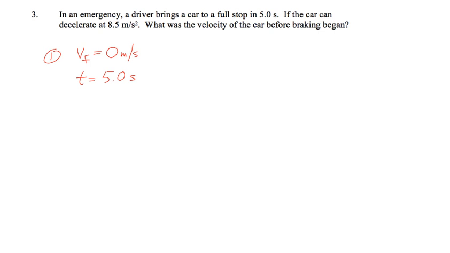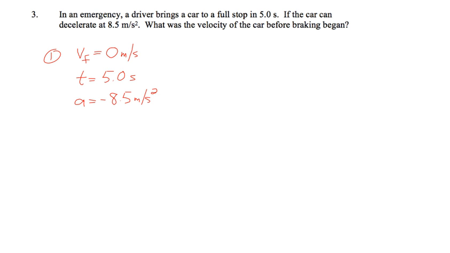So now it says that the car can decelerate at 8.5 meters per second squared. Now the key word here is decelerate. Decelerate means slow down. So the only thing that can be negative in horizontal straight line motion is the acceleration. So that value right there, A, is going to be negative 8.5 meters per second squared.